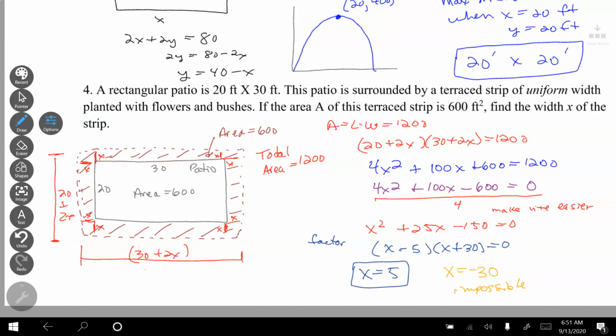If you put 5 in here, this side becomes 40. This side would become 30. And 40 times 30 feet is the 1200 square feet that we're looking for.